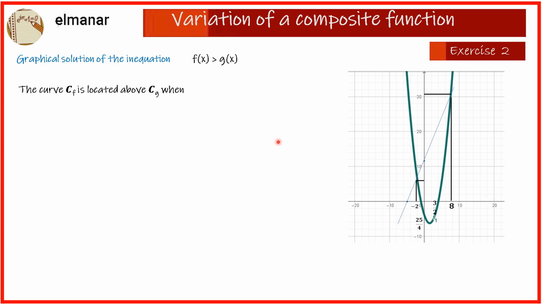Thus, the set of x values that satisfy the inequality is from -infinity to -2, union from 8 to positive infinity. Algebraic resolution of the inequality.